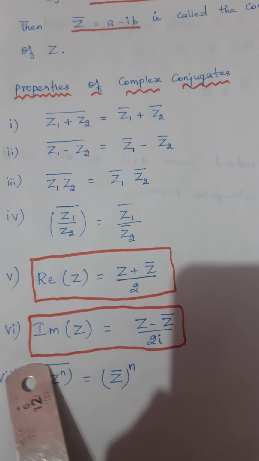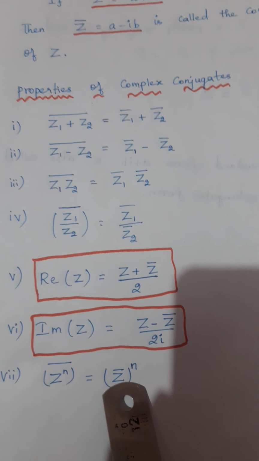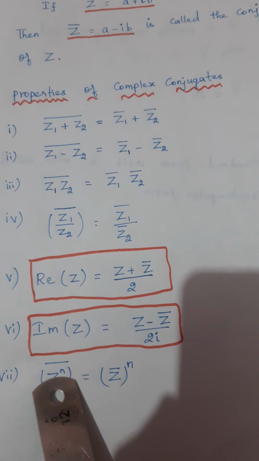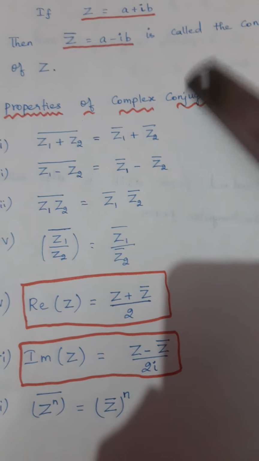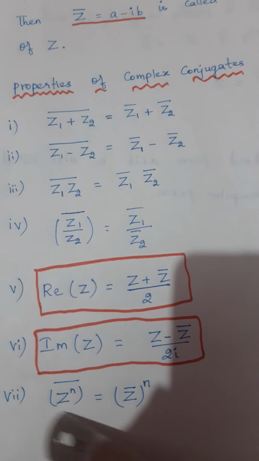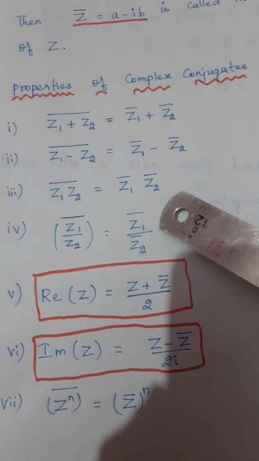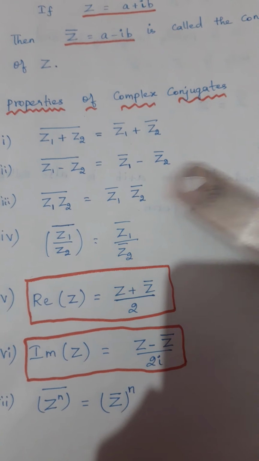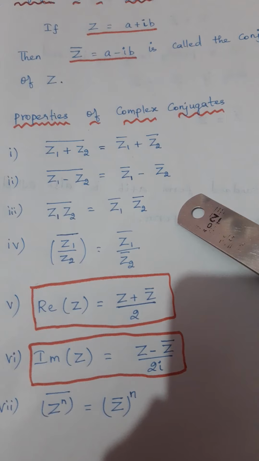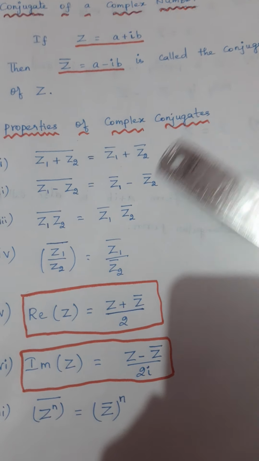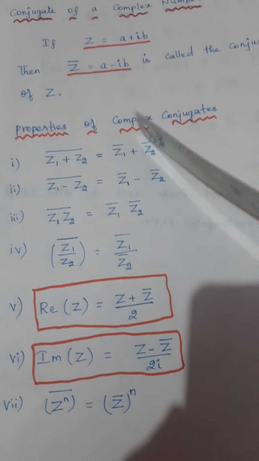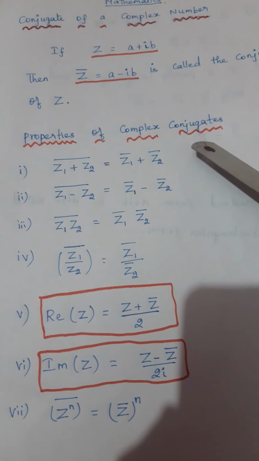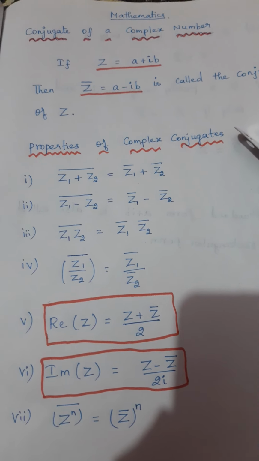Z power n, the whole conjugate, can be written as z conjugate whole power n. Conjugate and power can be interchanged. And these are a few properties that we are seeing now, which will be helpful for doing the coming exercise. It is not over here, a few more are there. So these are the properties of complex conjugates.